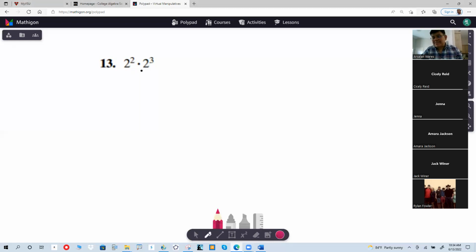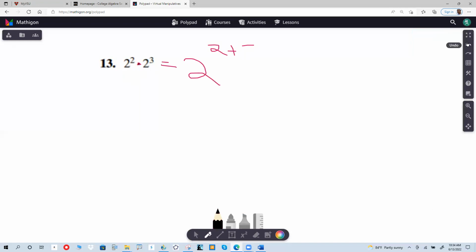So guys, the bases are the same. One is 2 to the power 3, and this dot means multiplication. This dot means multiplication, okay? So, well, that's easy. 2 to the power 2 plus 3, which is 2 to the power 5. Done. Now, if you want to write 2 five times, multiply it.